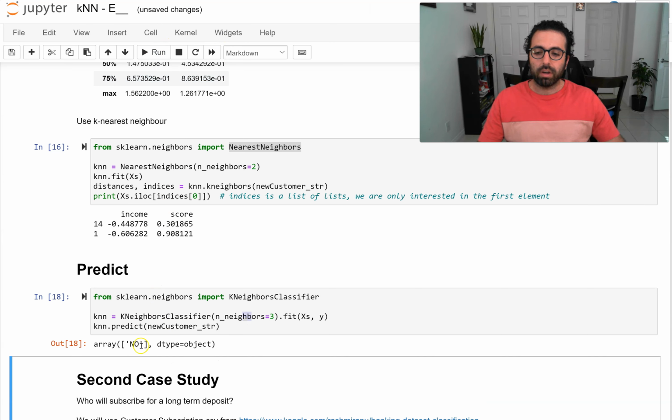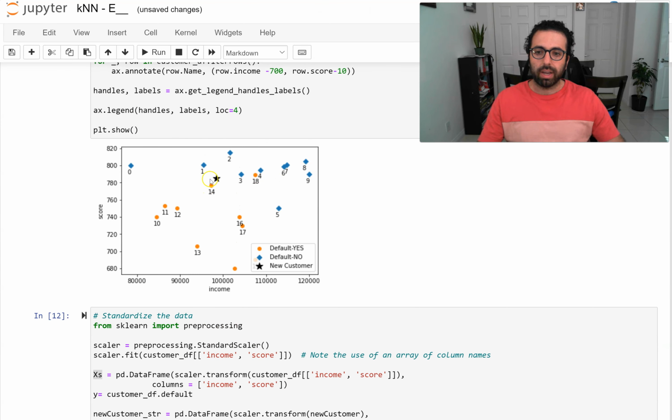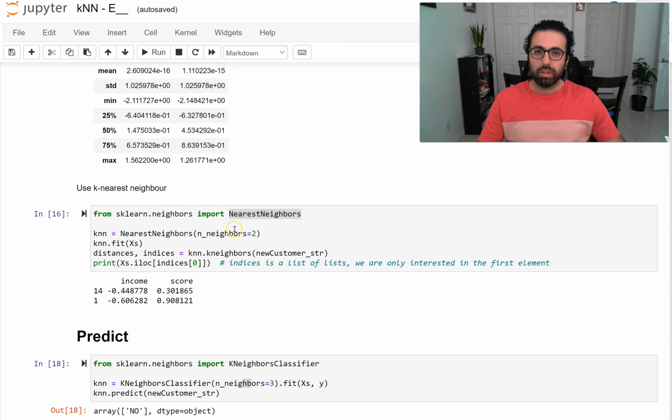Once we do that, our prediction is no, as in the customer is not going to be in default. And we can see that if there are 3 neighbors, this is going to be the prediction or the classification for this one, because 2 of the nearest neighbors are saying no, and 1 of the nearest neighbors is saying yes, and 2 to 1 prevail, basically. So this was just to show you an example of KNN, to understand how KNN works. But this is a very simple and small data set.